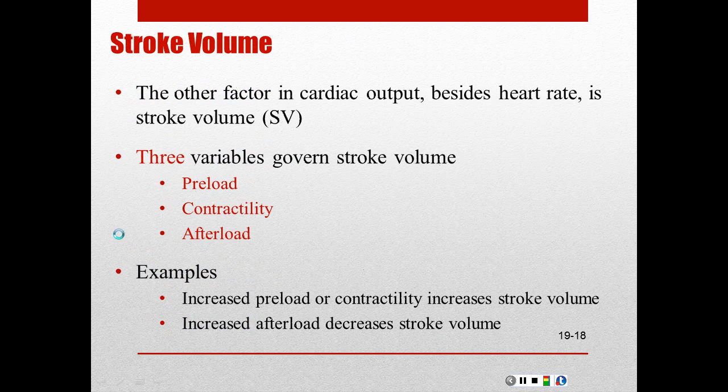Now, stroke volume, which we talked about earlier, is governed by three principles. We have preload, contractility, and afterload. Increases in the first two increase the stroke volume. So increases in preload and contractility will increase our stroke volume, whereas increases in afterload will reduce our stroke volume.